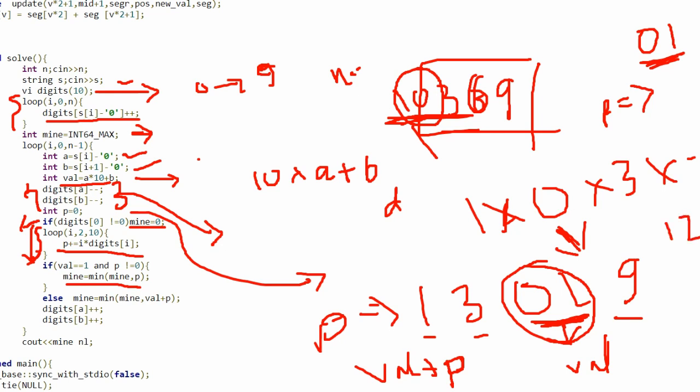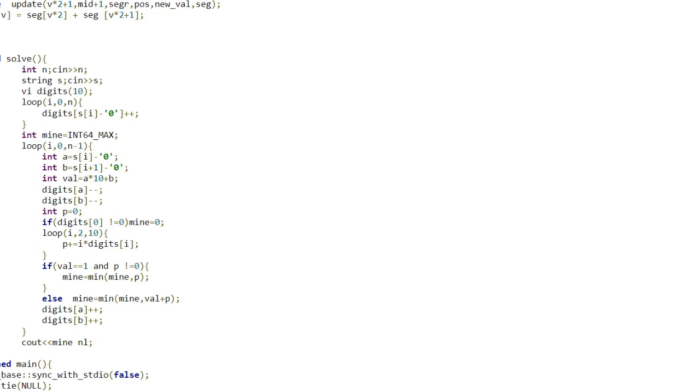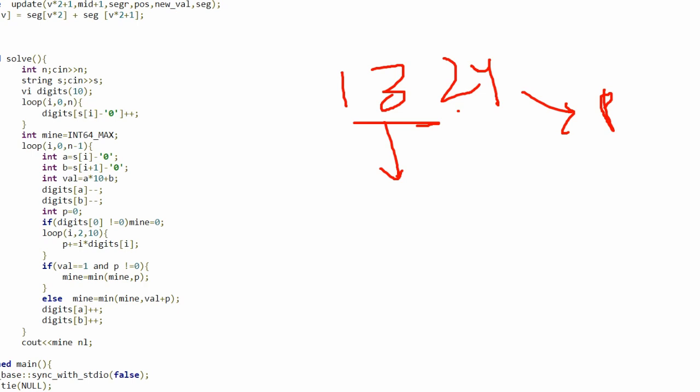Suppose it was 12. You can take an example. Suppose it is 1324, and this is our two-digit number. So 2 plus 4, that would be stored in the variable p. This is stored in p. So if it's the other case that val is not equal to 1 and p is not equal to 0, in this, we will take the minimum of mini and val plus p.